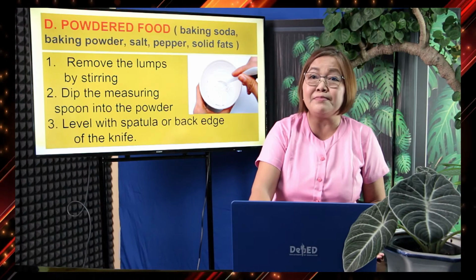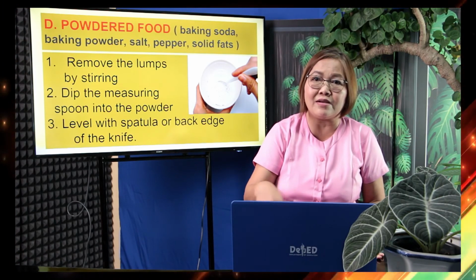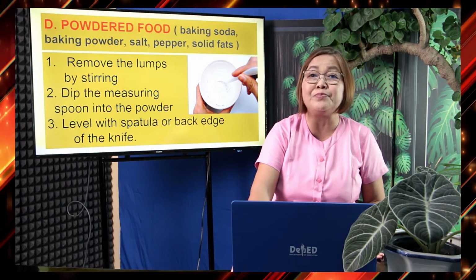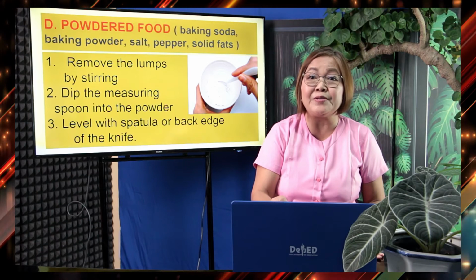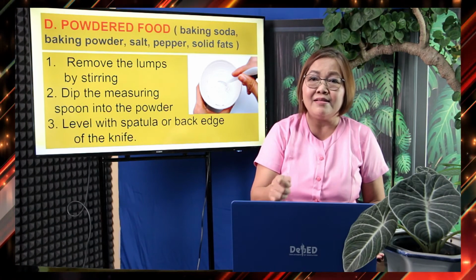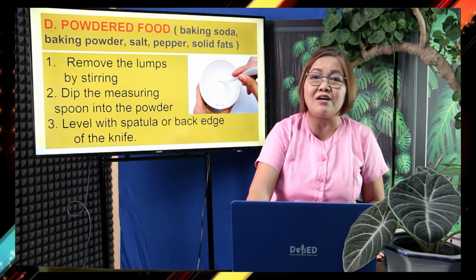Number one, remove the lumps by stirring. Okay, when you stir, you can use a tablespoon. Next, dip the measuring spoon in the powder, and then level off with a spatula or the back edge of the knife.